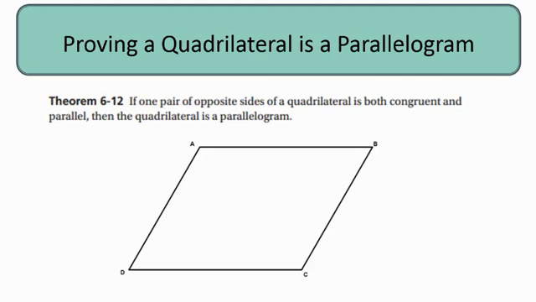If one pair of opposite sides of a quadrilateral is both congruent and parallel, then the quadrilateral is a parallelogram. So if AD is congruent to BC and happens to be parallel to BC, then we have a parallelogram.